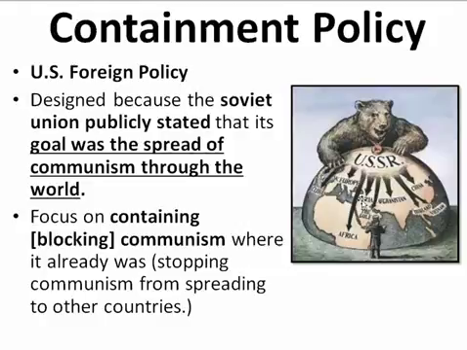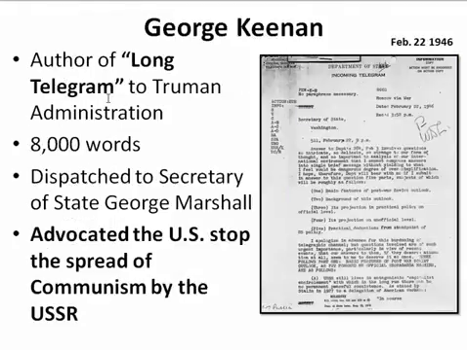And so containment policy was the way the United States and its foreign policies tried to stop the spread of communism throughout the world. It originated from a guy by the name of George F. Kennan. We're going to look at a picture of him in a minute. He sends his long telegram to the Truman administration, actually to Secretary of State George Marshall. And in this 8,000 word telegram, he answers a question about how to deal with the Soviet Union, because George Kennan is an advisor about Soviet Union policies.